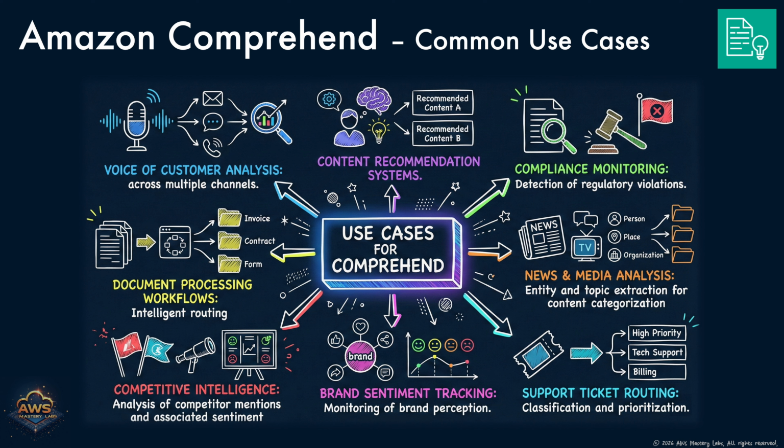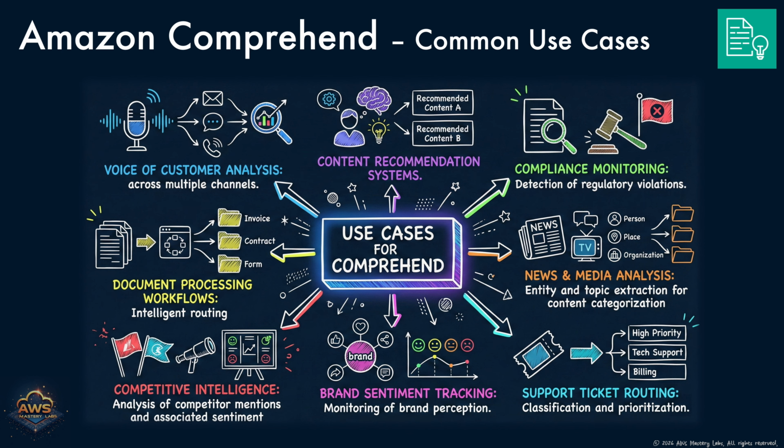Content recommendation systems also benefit from Comprehend's text classification features. By categorizing articles, blog posts, or documents based on topics and keywords, companies can deliver personalized content suggestions that match each user's interests. In regulated industries, compliance monitoring is critical. Comprehend can scan communications and documents to identify potential violations of corporate or legal policies. This helps reduce risk and improve oversight at scale.